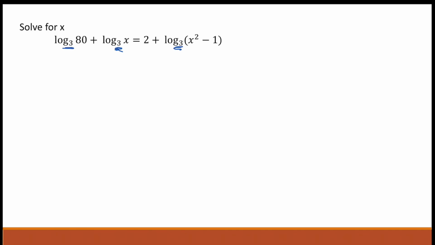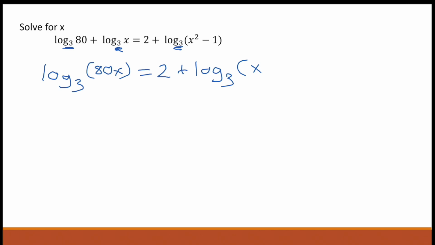What I'll first do is simplify the LHS, which is the left hand side. According to the product law, if we have the same base, then you can multiply them. So I'll have log base 3 of 80x is equal to 2 plus log base 3 of x squared minus 1. Now, whenever you're working with logarithms, make sure to have the constant terms on one side of the equal sign and the logarithms on the other side. That way you can bring it into exponentiation. So I'll shift my log base 3 of x squared minus 1 to the left hand side.